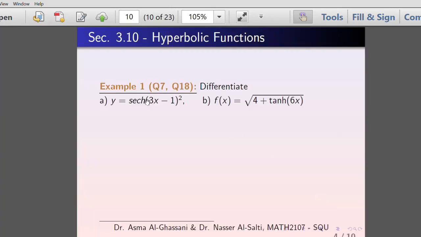So now let us do example 1. Differentiate y is equal to hyperbolic sec of 3x minus 1, all squared. Hyperbolic sec of 3x minus 1, all squared. This is not multiplication; this is just one function. Also we have f of x is equal to root of 4 plus hyperbolic tan of sec of x. So we need to differentiate these two functions.